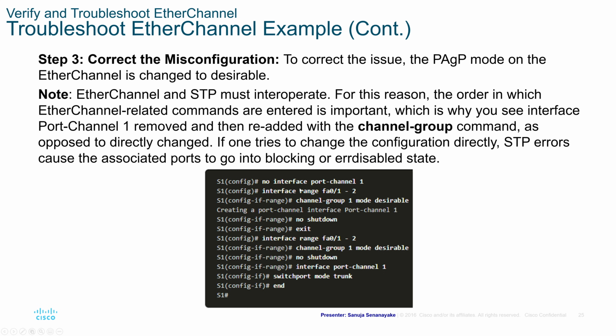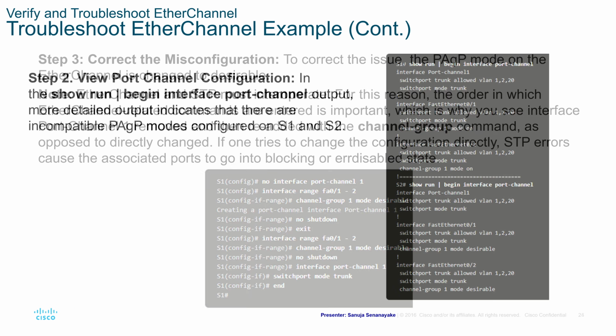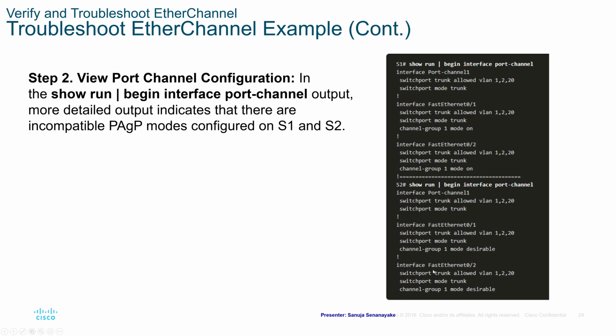So you're going to go no interface port channel 1, and then you're going to enter the interface range again. You're going to go through the configuration steps again, and this time you're going to set that mode to desirable on the S1 switch, because if you go to the previous slide, during our troubleshooting process, you saw that switch 2 has the mode set up as desirable. So if you put switch 1 also into desirable, that will establish the EtherChannel.